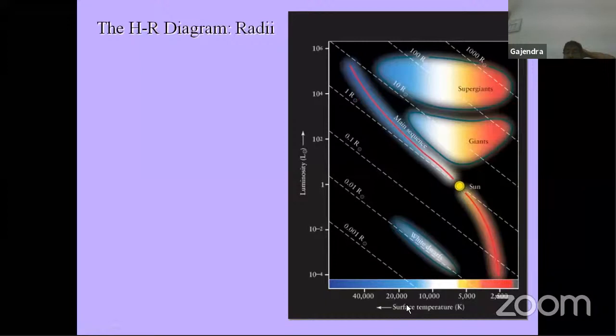So the HR diagram tells you about the temperature of the star, and if you know the luminosity, then you would know whether it's a supergiant or a giant or a white dwarf.